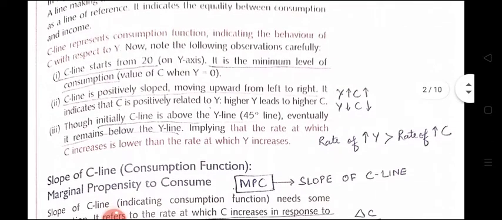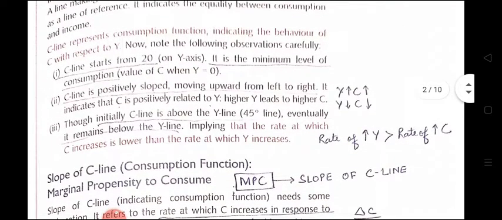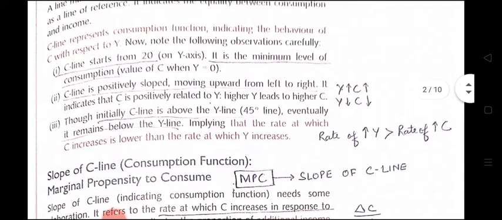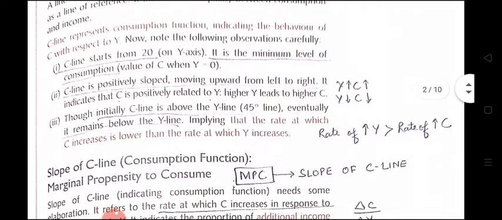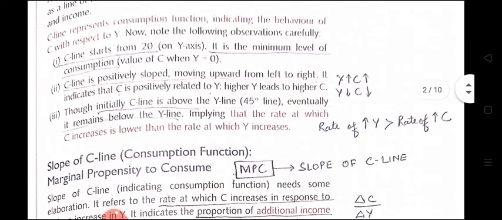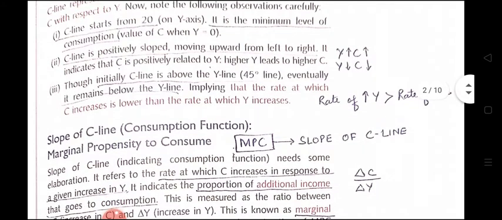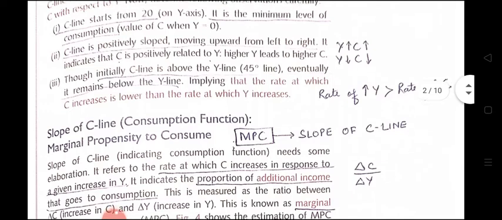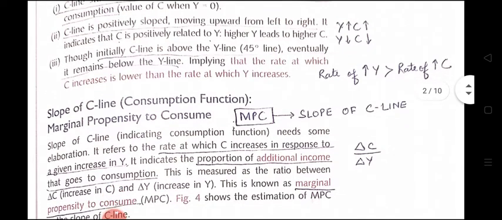The C line is positively sloped. It means it is moving upward from left to right. This denotes the positive relationship between income and consumption, which means if income increases, consumption will also increase, and if income decreases, consumption will also decrease. Also, understand that the rate of increase in income will always be more than the rate of increase of consumption.